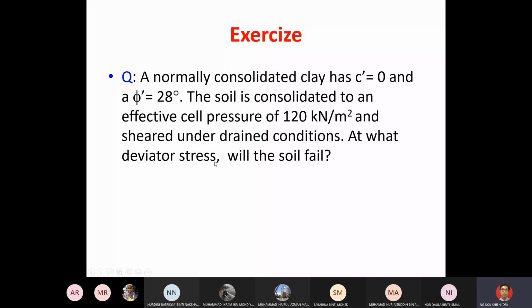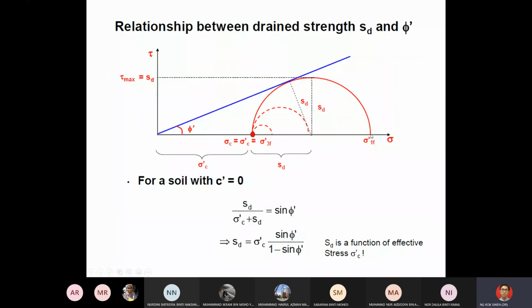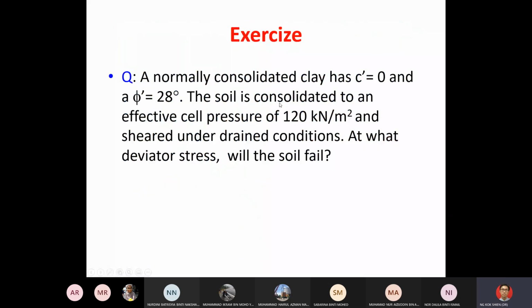Okay, what is deviator stress? Deviator stress is sigma 1 minus sigma 3. It is the same if you write it in effective stress, sigma 1 prime minus sigma 3 prime, the same value. So from here to here, the diameter is actually the deviator stress, so the radius is actually the drained strength. You find the drained strength, after that you multiply by 2, then you get the deviator stress. Okay, try this one and see whether you can get the answer.